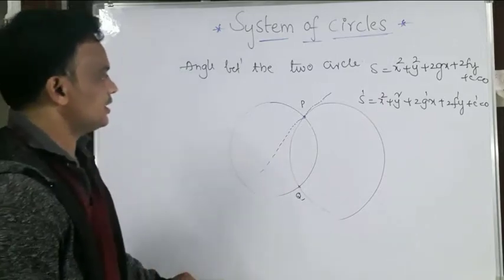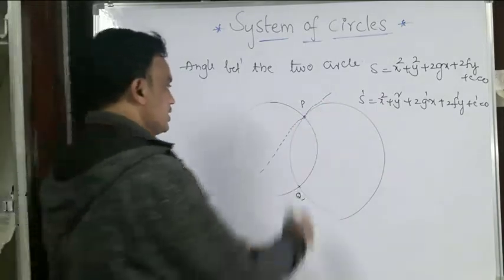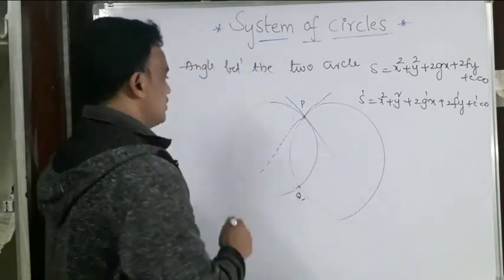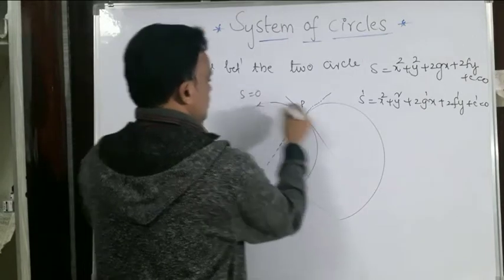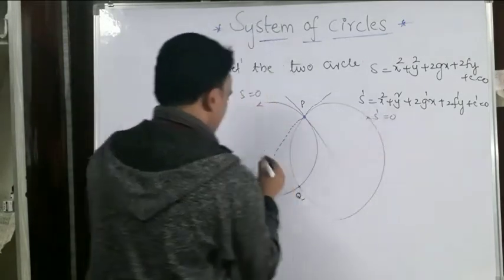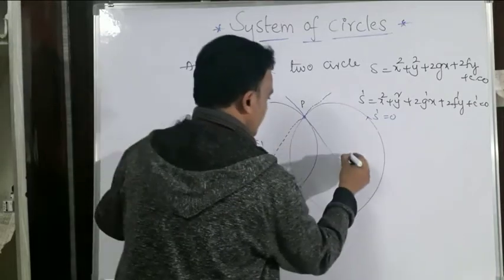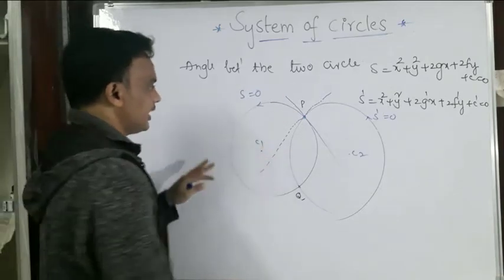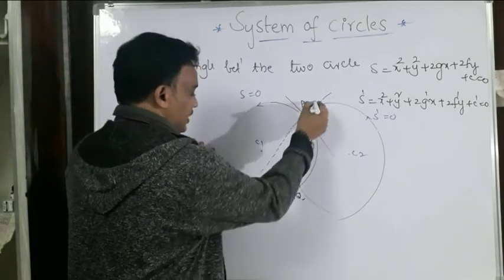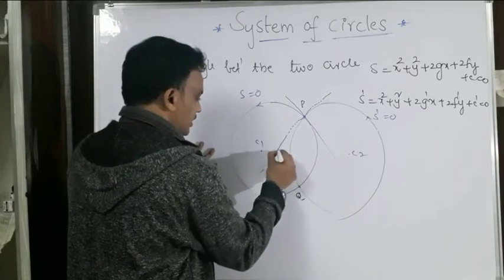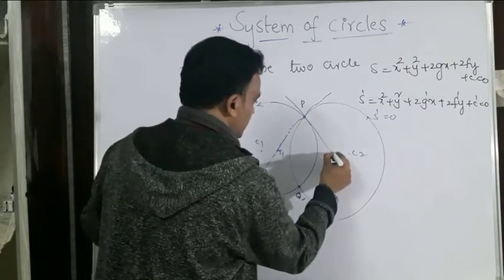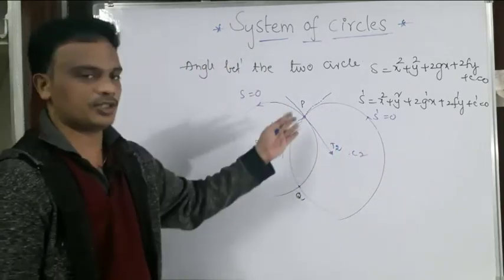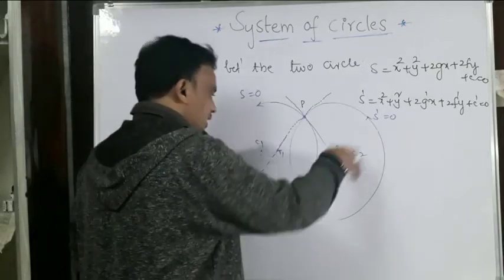This is the tangent at P to the second circle and this will be the tangent to the first circle. So, this is S equals 0 and this is S dash equals 0. This is center 1 and center 2. Angle between the two circles is nothing but angle between the tangents. Let us take this as tangent 1, PT1. PT2 is the tangent to the first circle, PT1 is the tangent to the second circle.